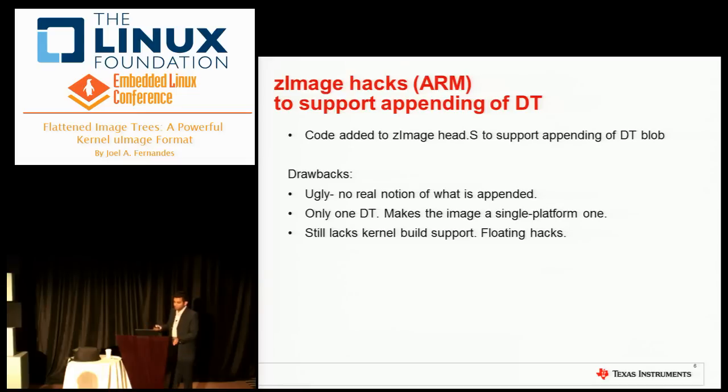And I'm going to talk a little bit more about this. For ARM, we have some hacks that basically support appending a device tree to a zImage, and this was added quite some time back, and it has a bunch of drawbacks. The data that is appended at the end of the kernel has really no notion of what it is. Someone who looks at the image doesn't know what it is really, and you can only embed one DT in this way to a zImage. And that makes the image a single-platform one, so you can't take the same image and boot it across multiple boards, because you've already embedded a device tree into it.